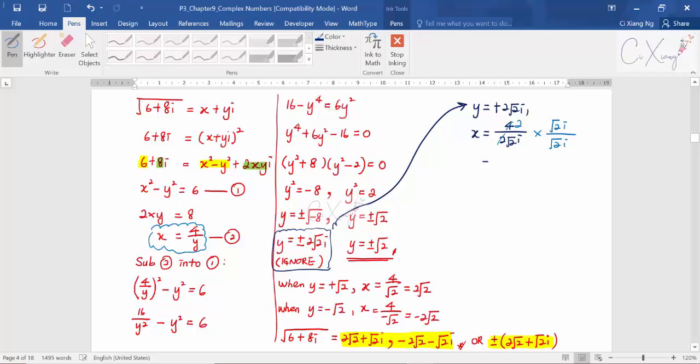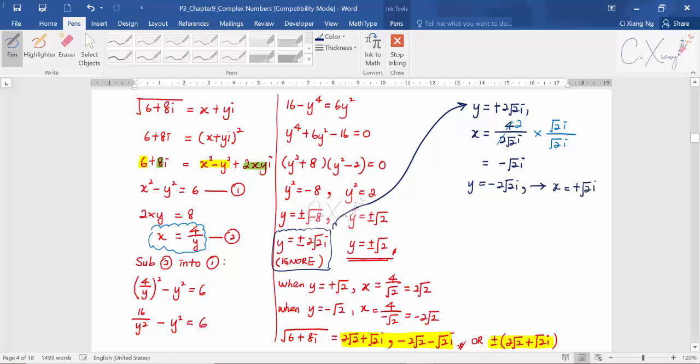So if you look at this part here, generally square root 2 multiplied with square root 2, you get a 2. So at the bottom part, you have negative 2, and on top, you have 2 square root 2i. So in short, you are having negative square root 2i only for your x. So if your y is this one, your x is negative square root 2i, then that means when your y is equal to negative 2 square root 2i, your x should have positive square root 2i.